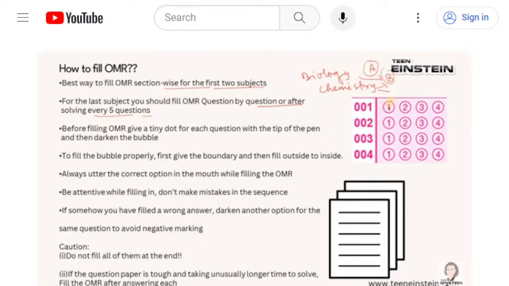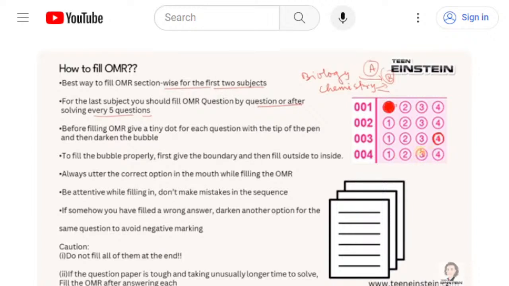Okay, once you are assured, then you fill this, and while filling, you must draw the boundary first and fill from outside to inside, like this or like this, so that you don't cross the boundary. However, if you cross the boundary a little bit, it is not a wrong answer. If it goes up to here, fine, but if it overlaps with the other option, then there is a problem. And while filling, you should always utter, like, question number 3, option number 4. Like that you should utter while filling the OMR sheet.